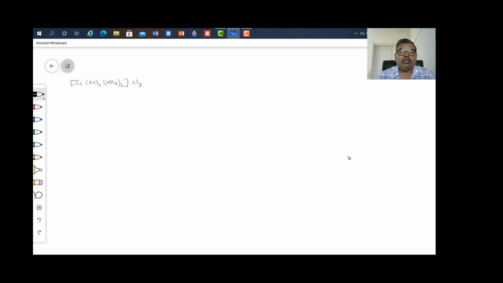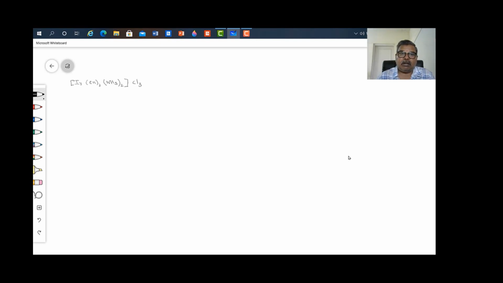Why? Because each ammonia donates one electron pair and one ethylene diamine ligand donates 2 electron pairs. Therefore, the number of electron pairs accepted by iridium in the formation of the complex is 6. So therefore its coordination number is 6.